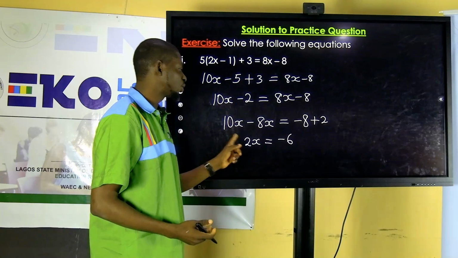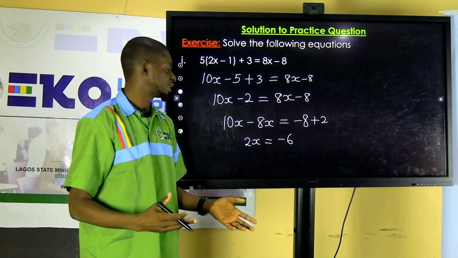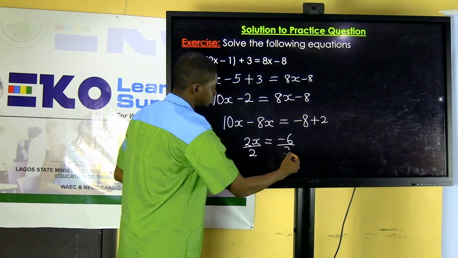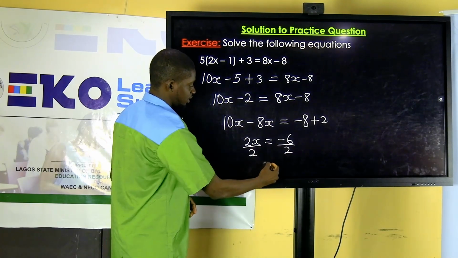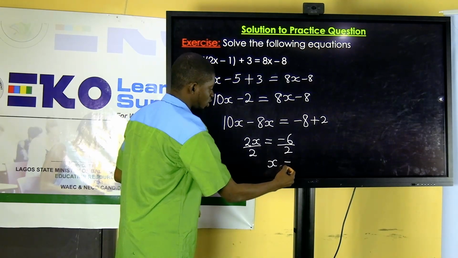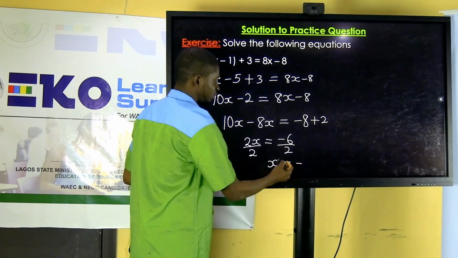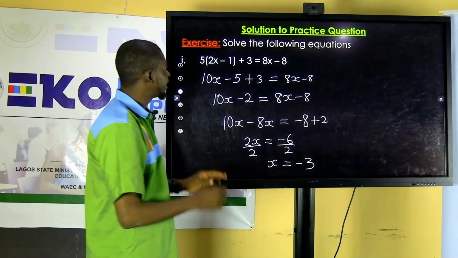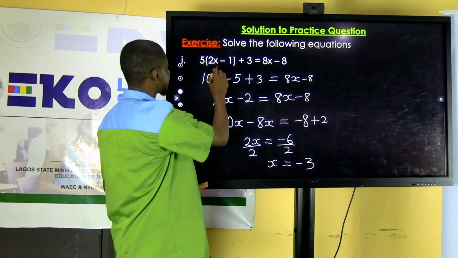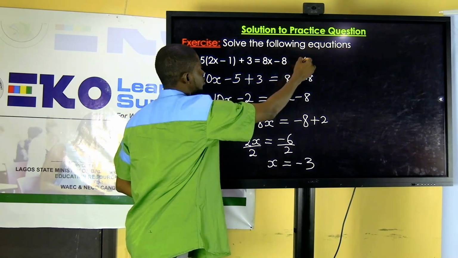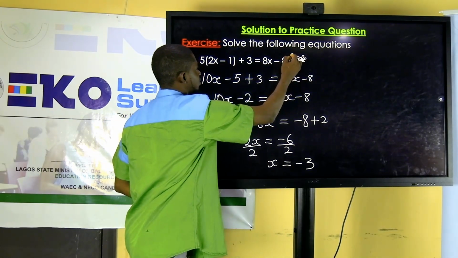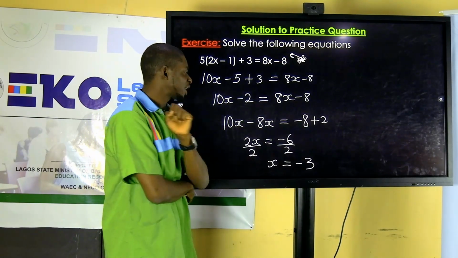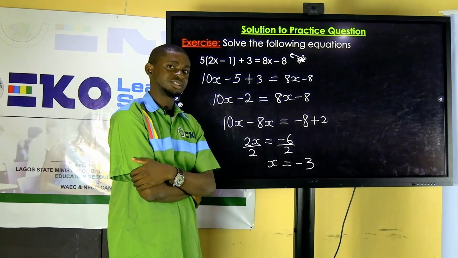Now, the next thing, for us to have x standing alone, we divide through the left-hand side and the right-hand side by the coefficient of x, so that x can stand alone. If I divide this by 2, I also divide this by 2. So here, it cancels out. It becomes x equals negative 2 goes in 6, that's 3. Negative 3. Hence, negative 3 is the value of x that satisfies this equation. So negative 3 is the value of x that satisfies that. Isn't that interesting? So compare that to what you have done. Are we on the same page?